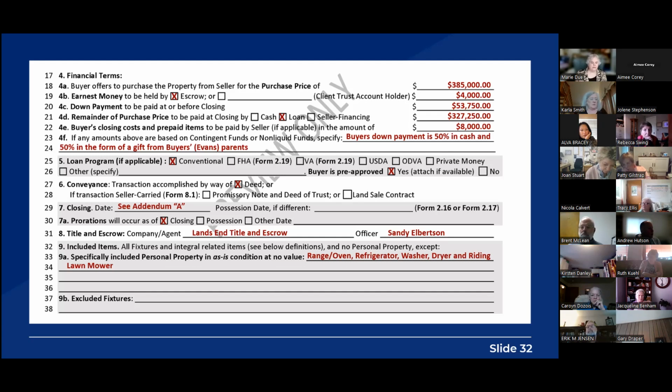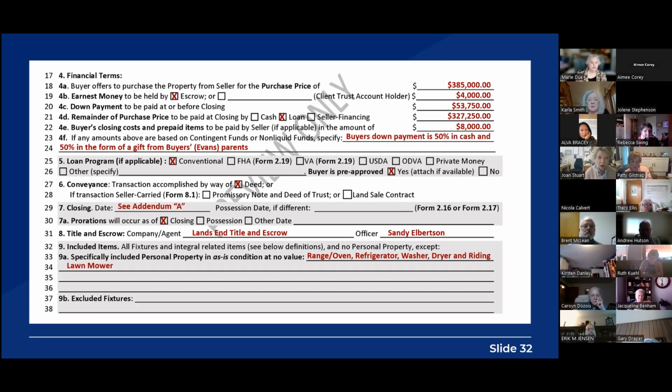Conveyance is a deed or seller carried promissory note, any land sales contract. We've actually put in the information on that. Closing, see addendum A. Remember, there was a thing about 75 days and removing the tenant and all of that. So that is still there. Also, same little trick that you have with zip forms, in that if it's a date, hit the space bar and you can type in.